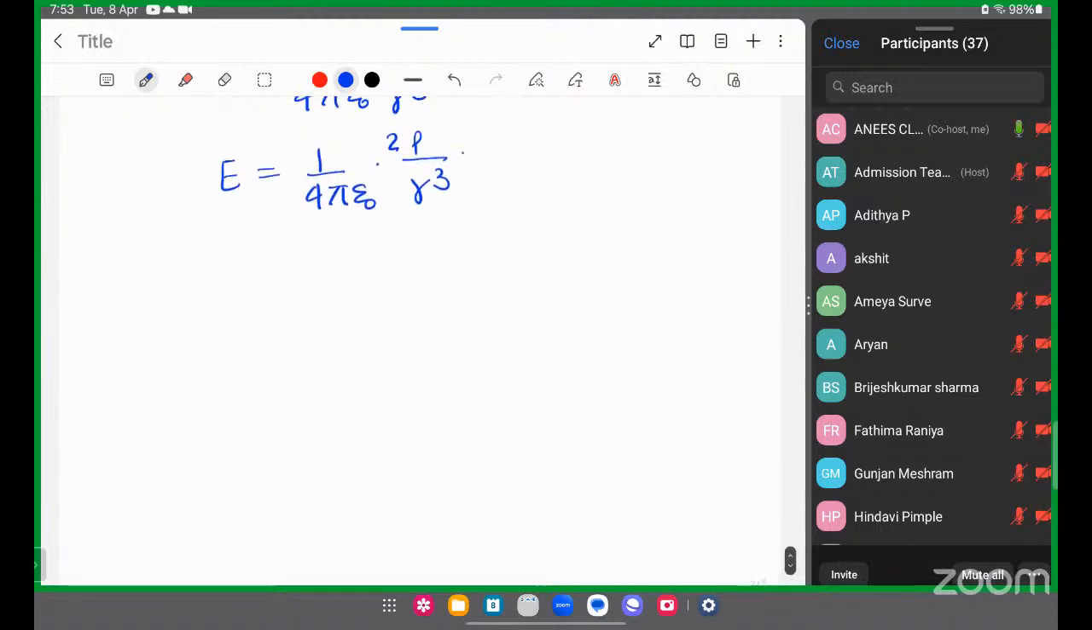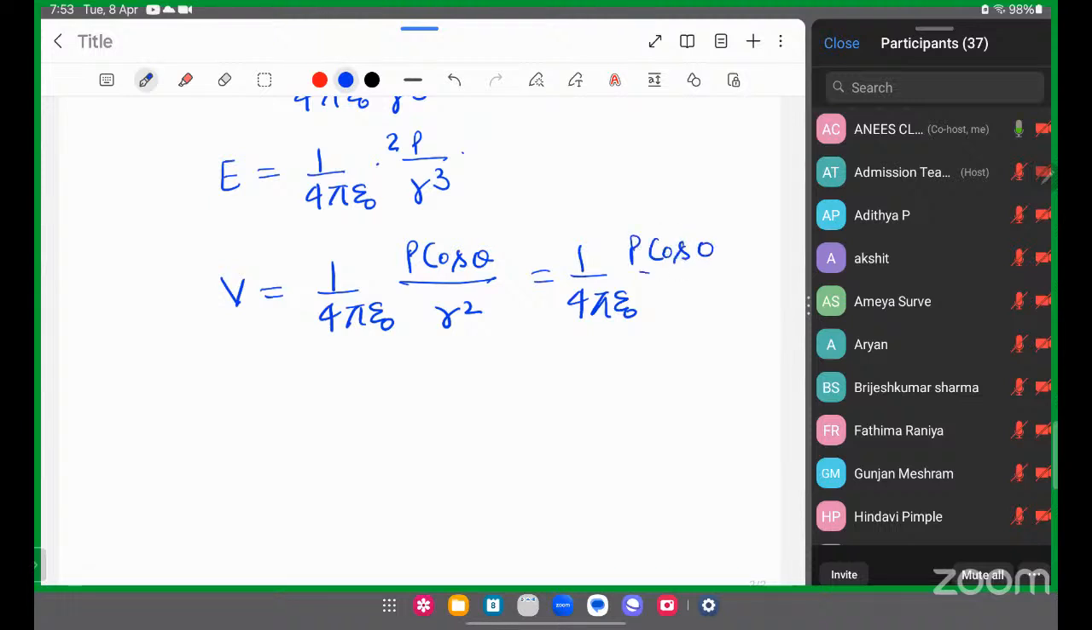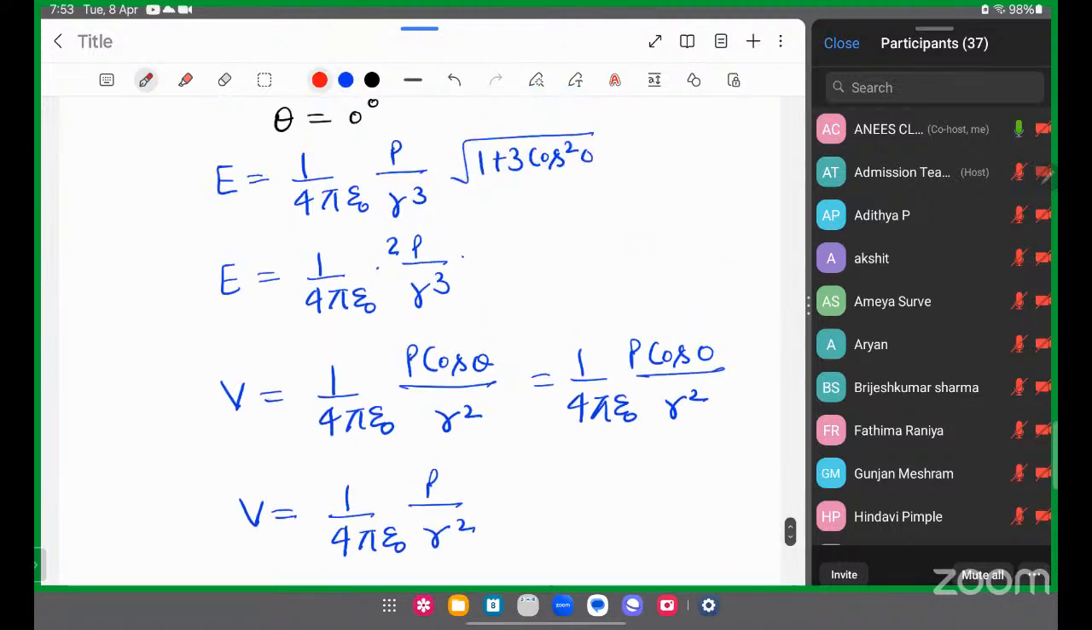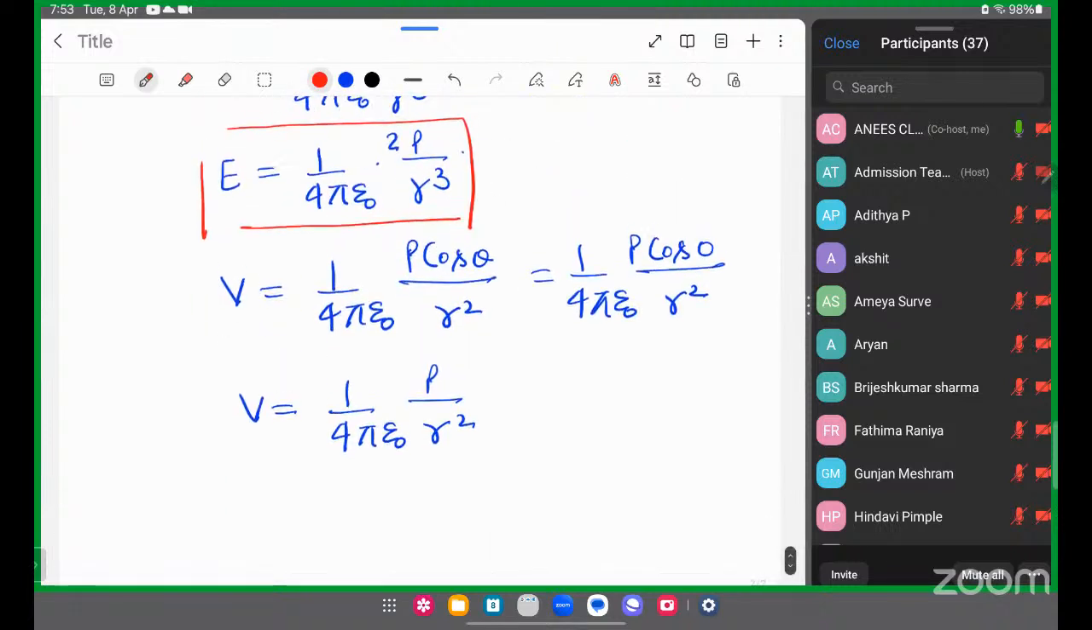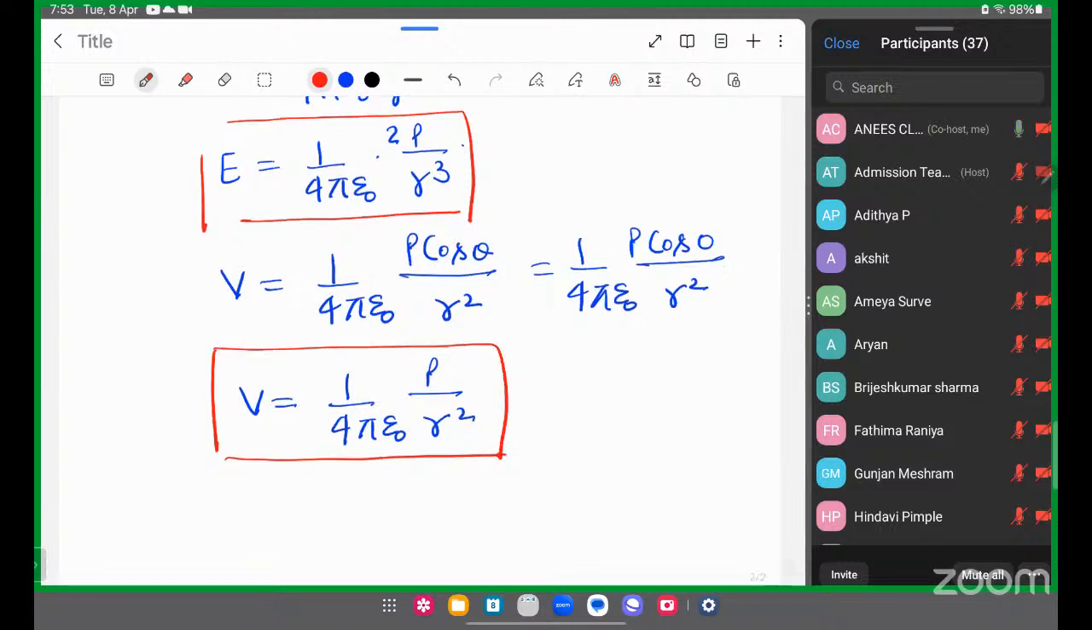Now what will be the value of potential V? Potential V is given by 1 upon 4 pi epsilon naught, P cos theta by R square. On substituting the value of theta, it will be 1 upon 4 pi epsilon naught, P cos 0 upon R square. Cos 0 is 1. So V axial will be 1 upon 4 pi epsilon naught, P upon R square. So these are the two standard formulae for electric field and potential at the axial position. Understood?